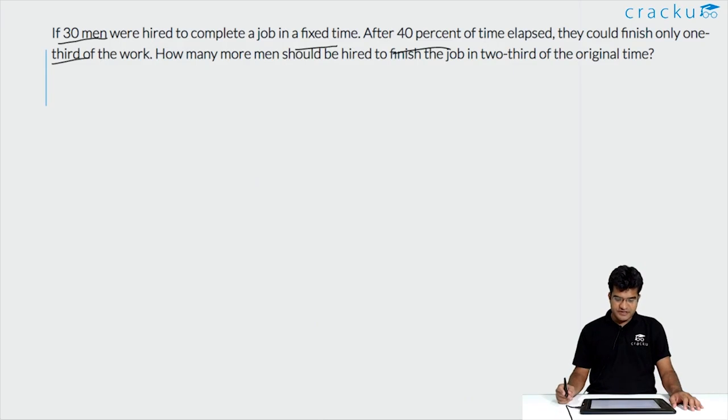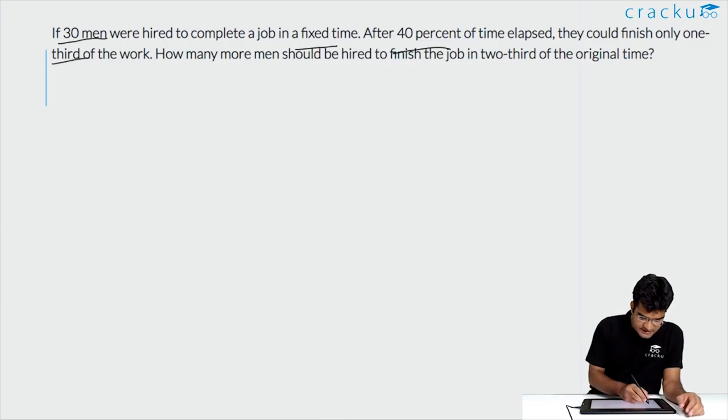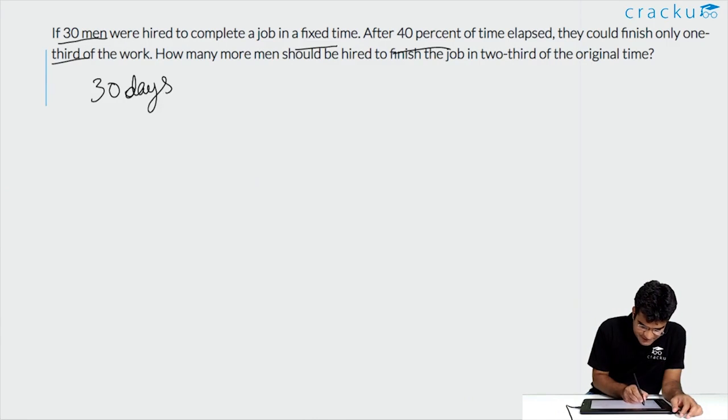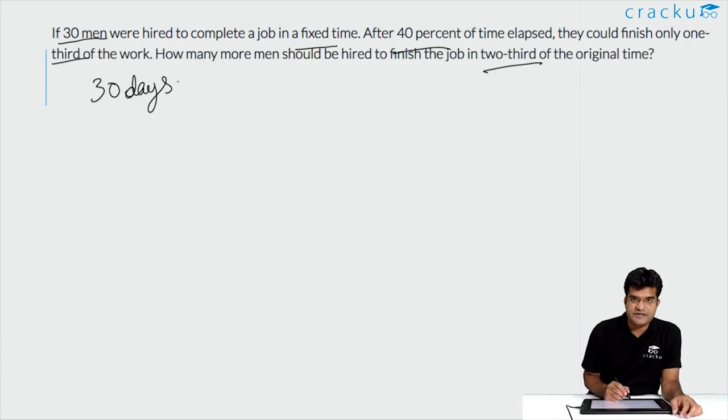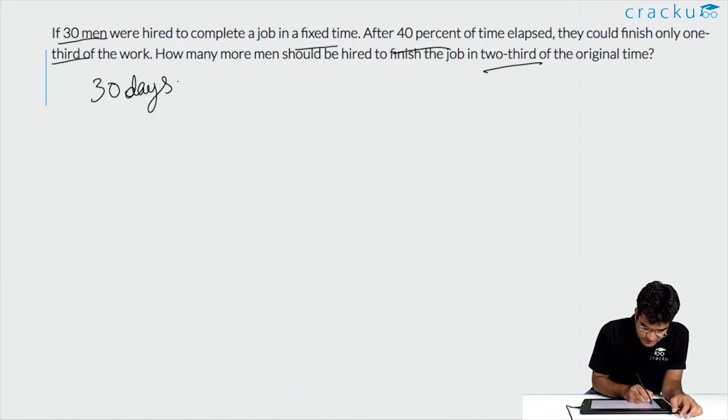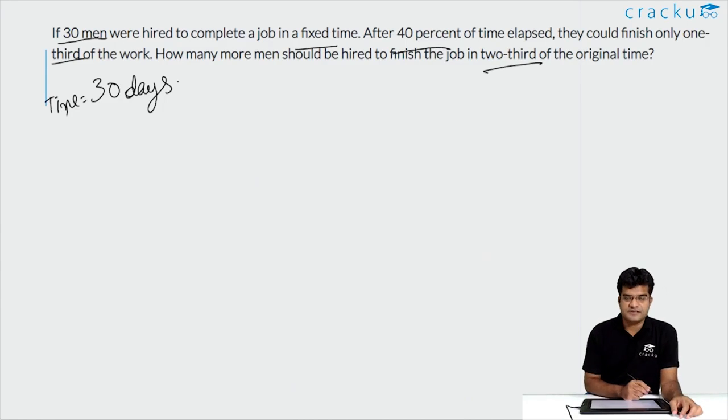Now, let us assume that the required time in which the job had to be finished is 30 days. Why are we assuming 30 days? We are assuming it to be 30 days because a lot of this seems to have 1/3 and 2/3 in it. So, some good multiple of 3 would be a good start. So, assume that the initial time required was say 30 days.